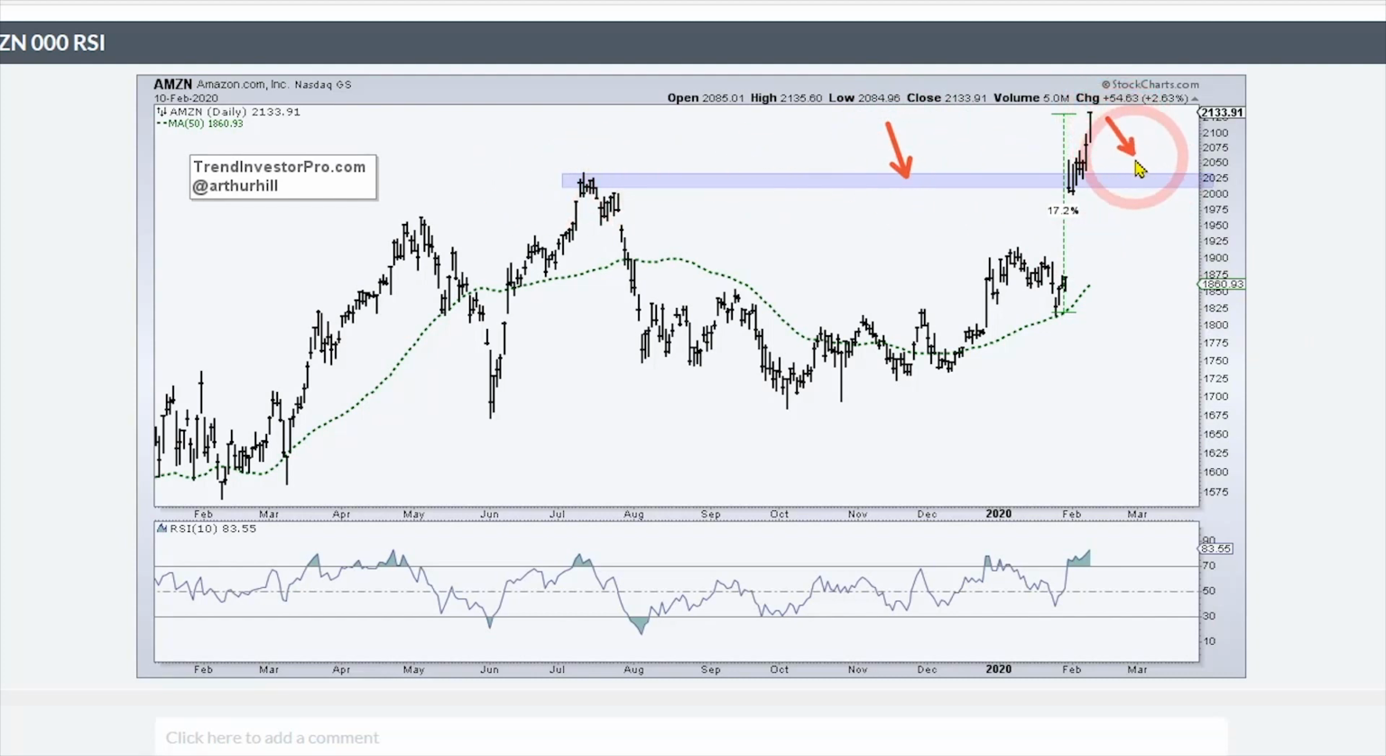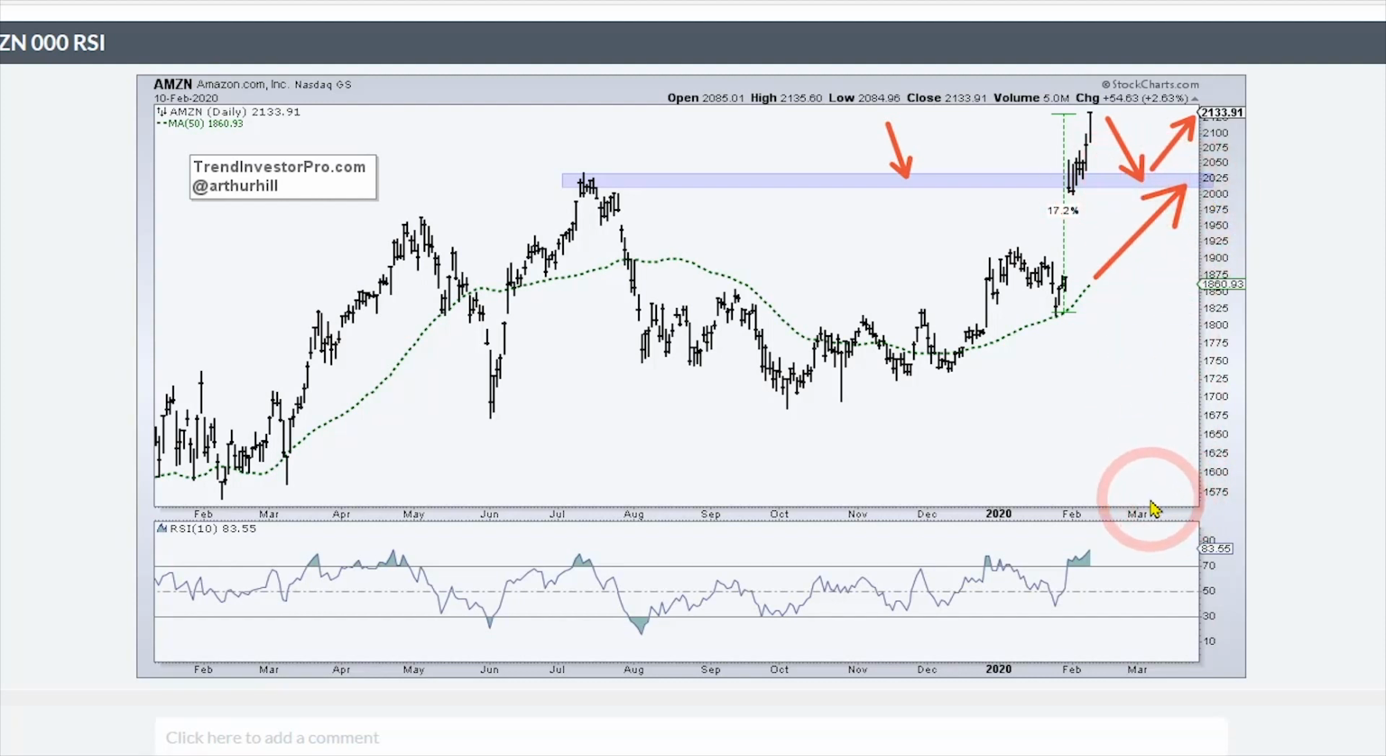So if we get a throwback to that 2025 area, that would be the first place to watch for support and a bounce. And I imagine in a few weeks that 50-day moving average will continue to rise and slowly move up towards that level. Don't know how fast it'll rise. It depends on how high the price rises. But right now, that 2025 area.